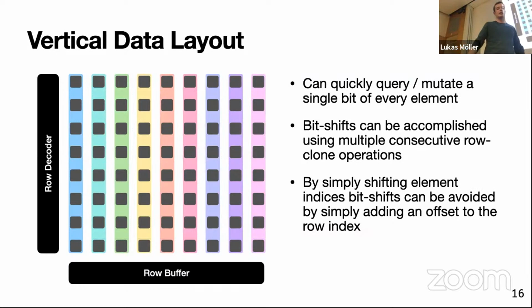Vertical data layout, on the other hand, does it exactly the other way around. We would store all of the first bits of each element consecutive in memory, then only after that the second bit of every element, and so on. This means that we can get very efficient queries on specific bits of all of the elements, and could for example set the second bit of all the elements to 0. And we can also efficiently implement shifts by swapping rows in the DRAM layout.